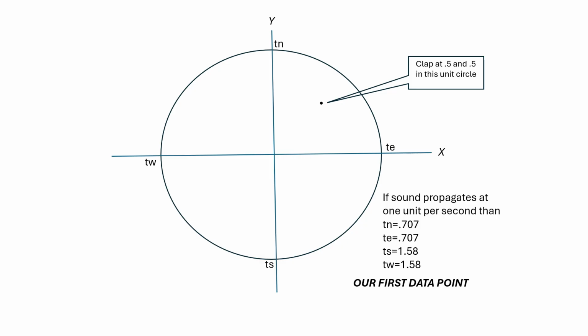So let's see how that would apply with a real data point. Let's say we had a hand clap at X equals 0.5 and Y equals 0.5. If the sound propagates at 1 unit per second, you could determine that the time delay at the north and east microphones are going to be 0.707. The time delay at the south and west microphones are going to be 1.58. And those are the input neurons, not the hidden neurons.